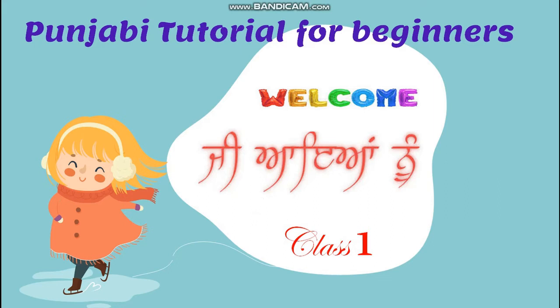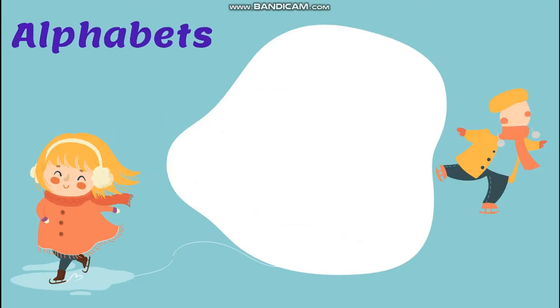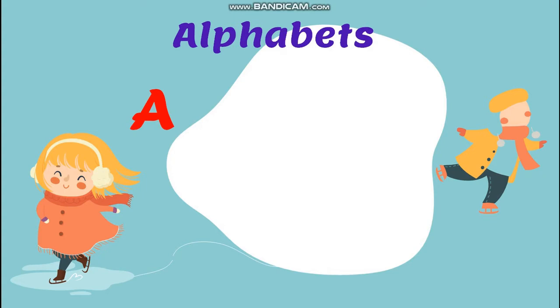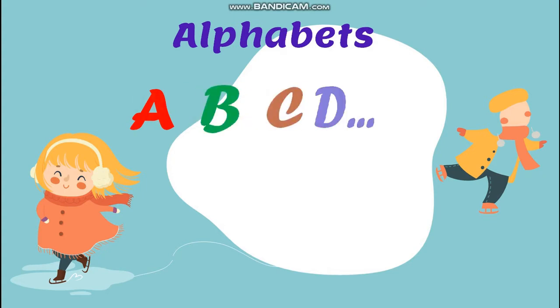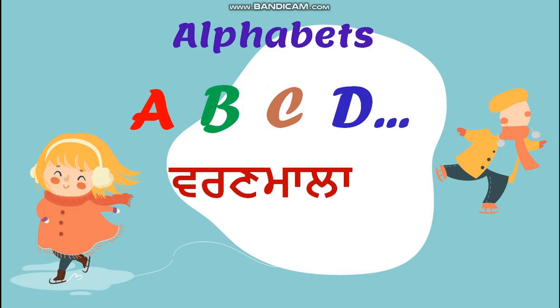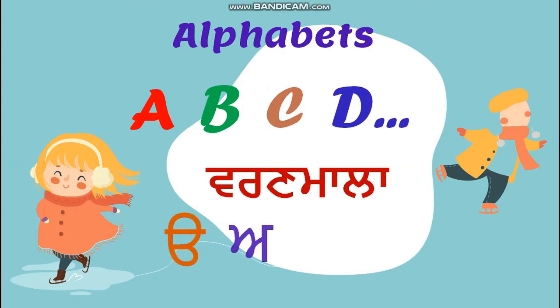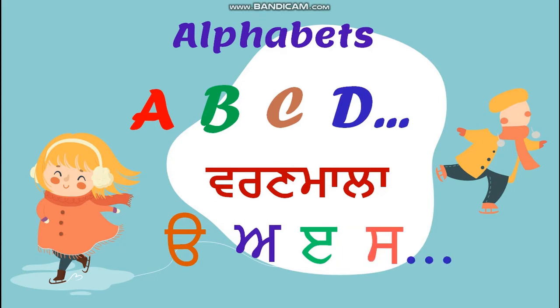Let's get started with our class 1. Alphabets A, B, C, D to Z. These alphabets or these letters are collectively known as alphabets. In the same way, the Punjabi alphabets are collectively known as Varnamala. Uda, Eda, Edi, Sasa.